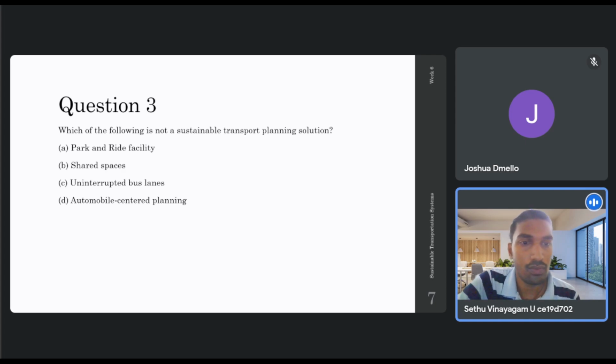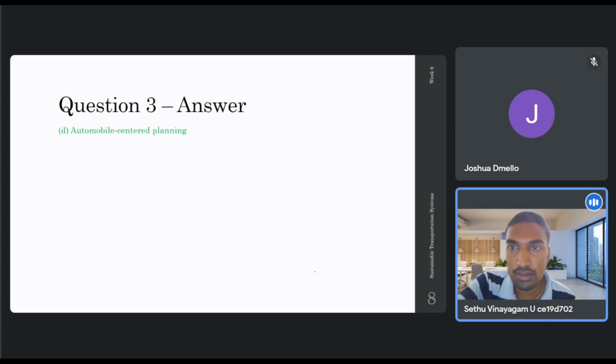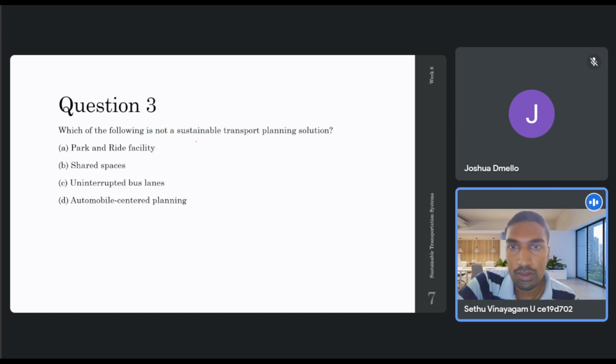Okay, so we have one vote for option D, automobile centered planning. Okay, so the right option is also option D, it is automobile centered planning. So the question is, which of the following is not a sustainable transport planning solution, right? So for it to be a sustainable transport planning solution, it should meet all the goals that we have set out for a system to be sustainable, right?